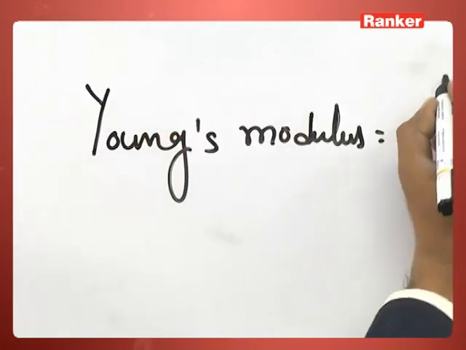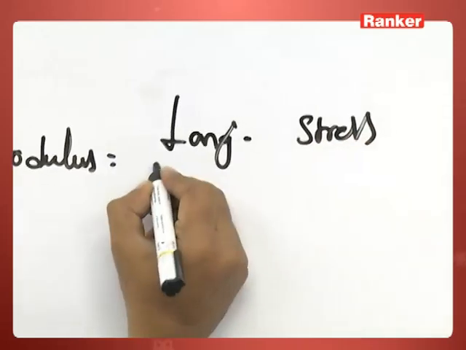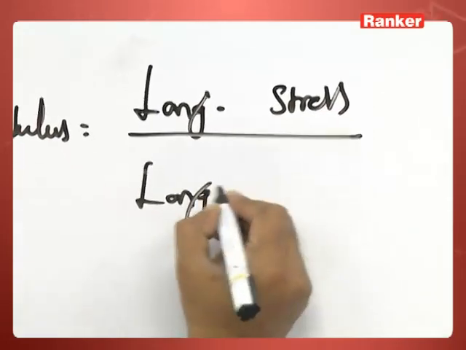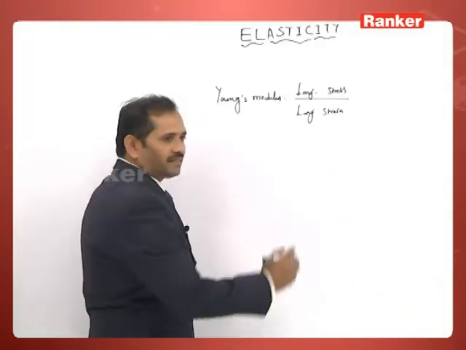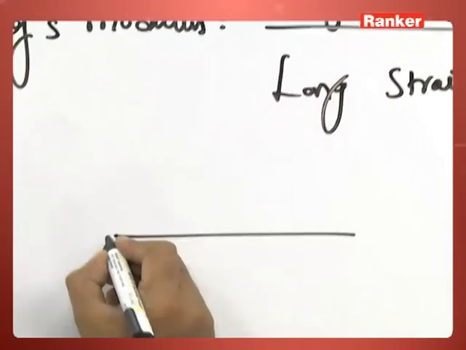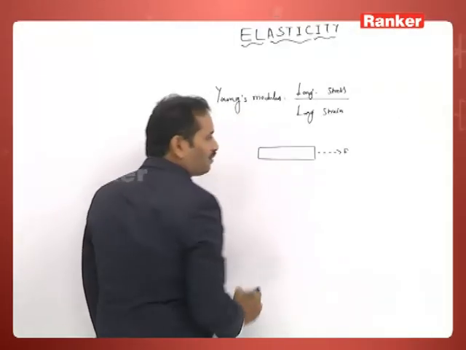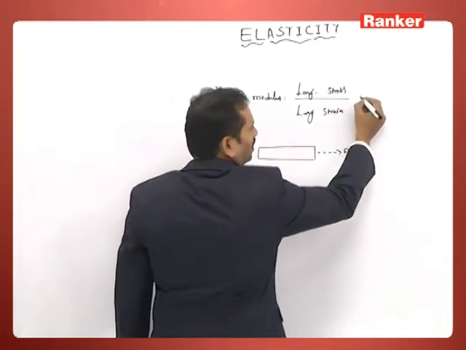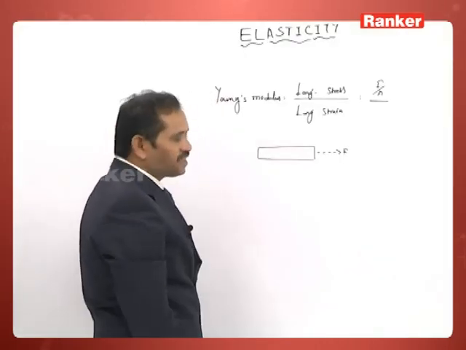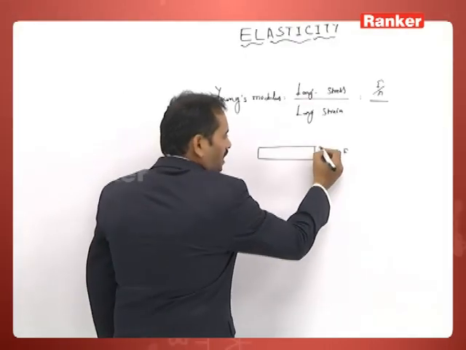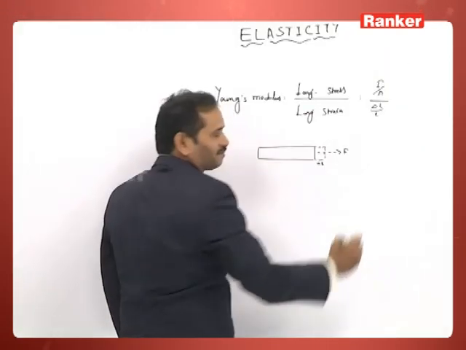That is, longitudinal stress to longitudinal strain. Now look at it please. For example, this is the body. If I apply the force on this, you know very well, normal force. Normal force per unit area is called stress, known as longitudinal stress. Change in length per original length, that is strain, delta L by L.